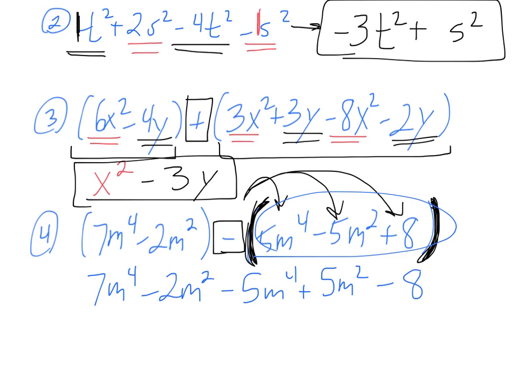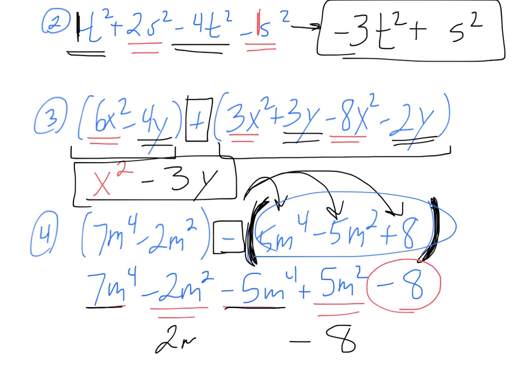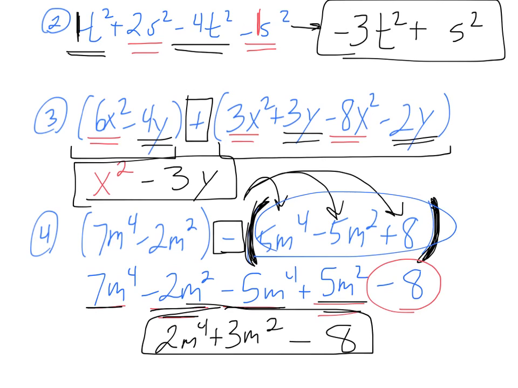Okay, let's combine like terms. One set of like terms, another set of like terms, and then we have a -8 all by itself. So I know that in my answer I should have -8, because -8 does not have another term to go along with it. Okay, 7m to the fourth power minus 5m to the fourth power is how many m to the fourth power? We have 2m to the fourth power. Moving on to the m squares. -2 plus 5 results in 3m to the second power. So this would be your answer for this problem.